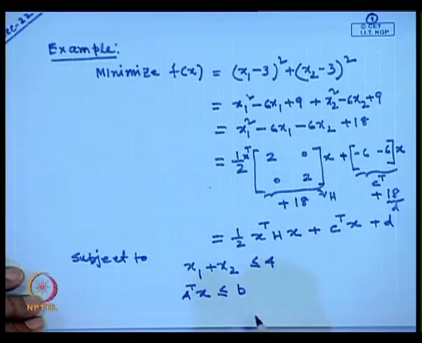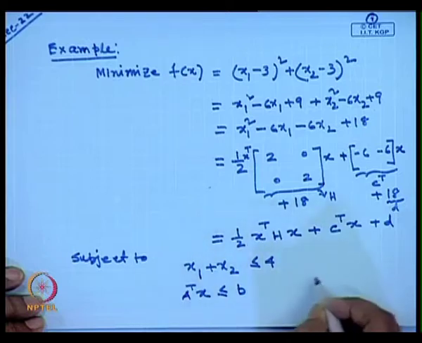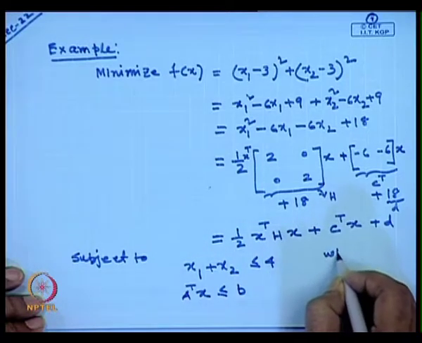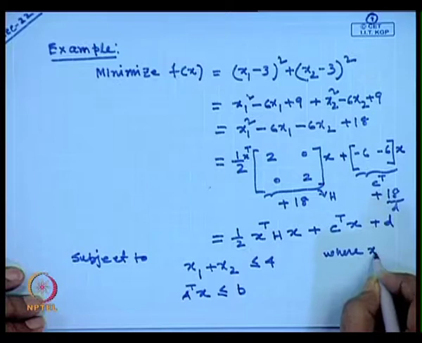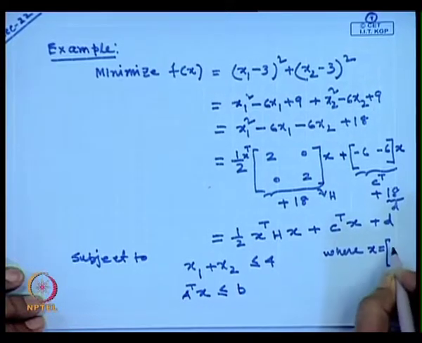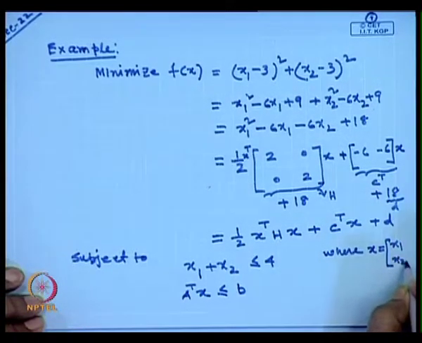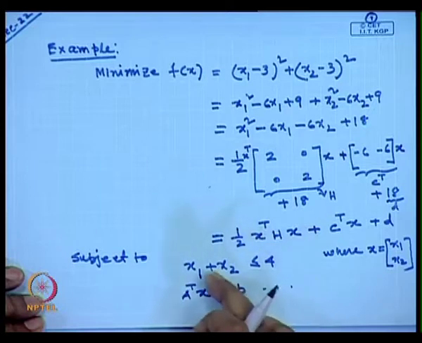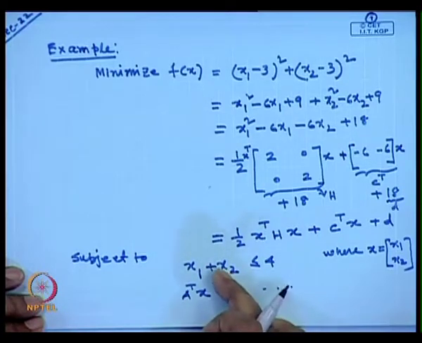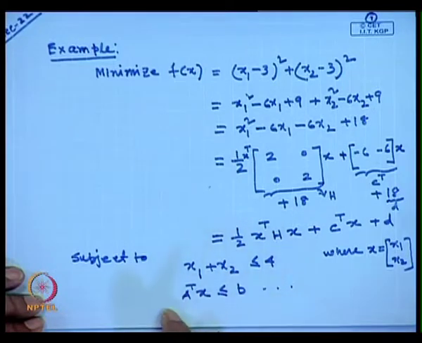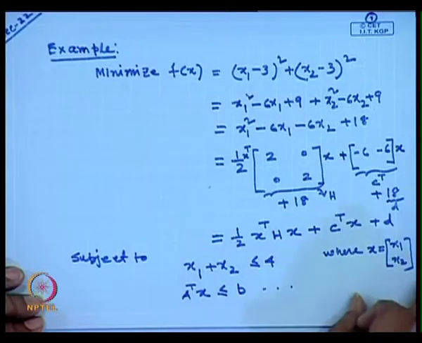And where, in our case, x is what? There are two decision variables, x 1 and x 2. So, this is our inequality equation. If you have m such inequality constraints, I can always write them in terms of A transpose x is less than or equal to b.